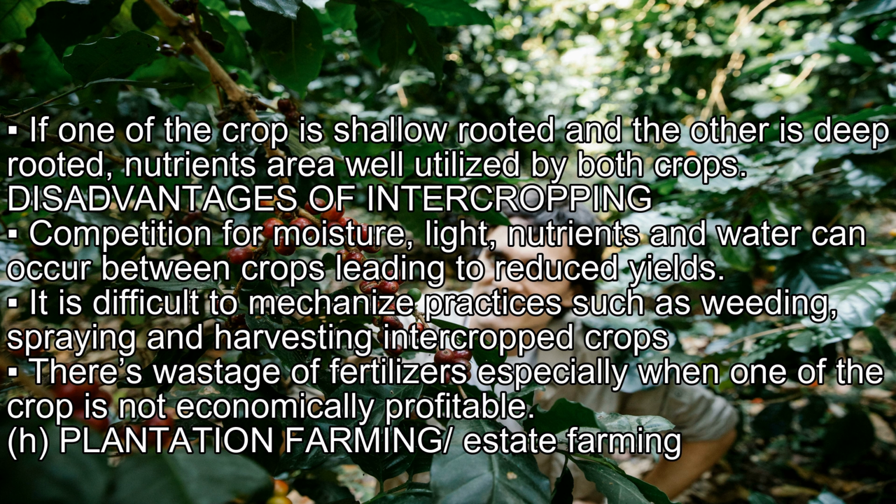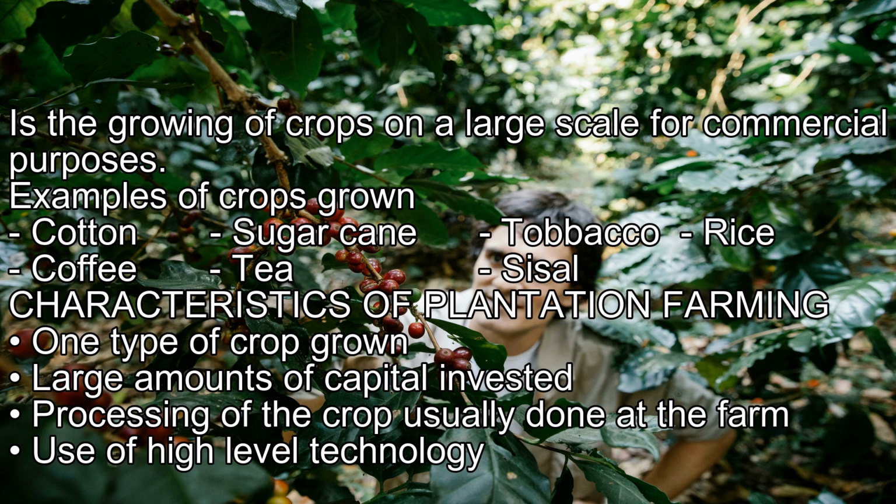Plantation farming/estate farming is the growing of crops on a large scale for commercial purposes. Examples of crops grown: cotton, sugarcane, tobacco, rice, coffee, tea, sisal. Characteristics of plantation farming. One type of crop grown. Large amounts of capital invested. Processing of the crop usually done at the farm.